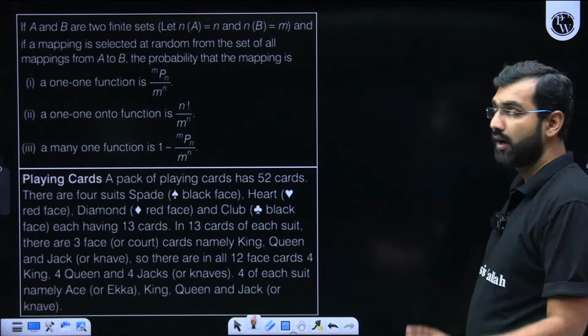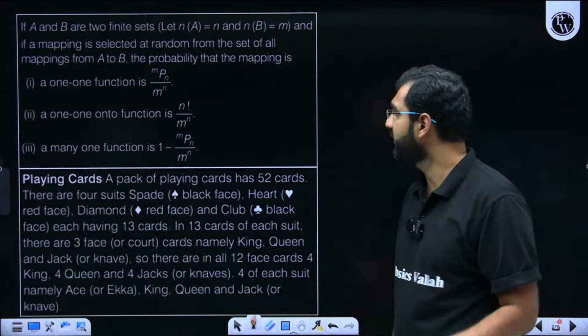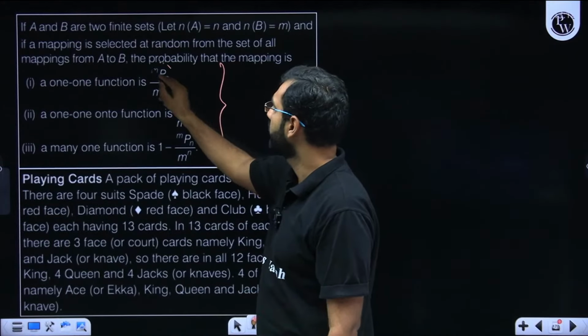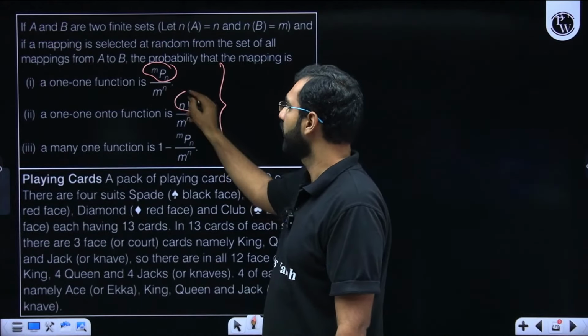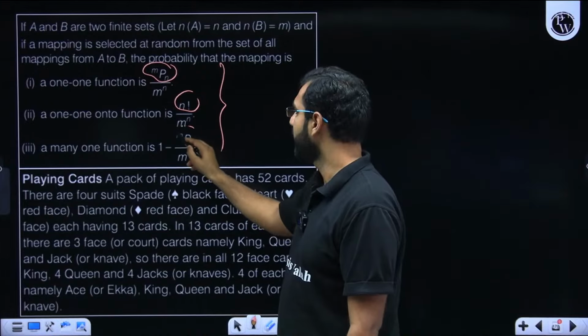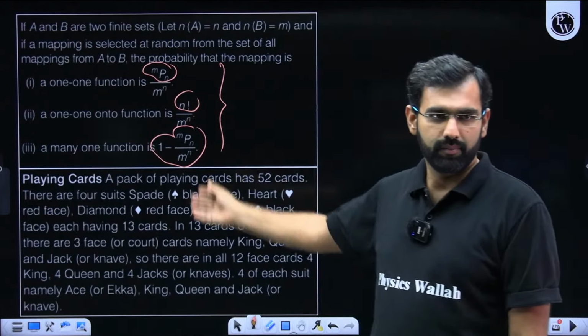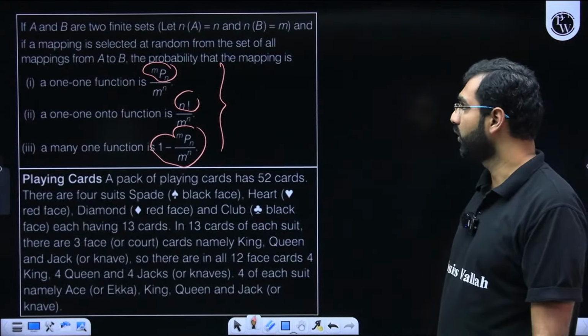This is something somebody, I think it was Rudra, was asking: sir, what about one-one functions, one-one onto, many-one? So this gives you the number of one-one mappings, one-one onto, and many-one. So if a probability based question is there, you can solve it like this.